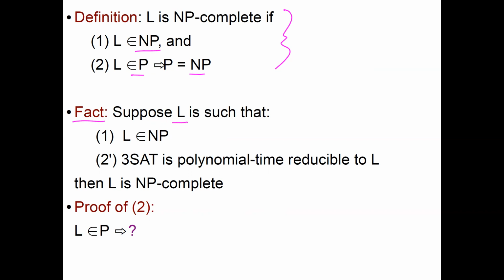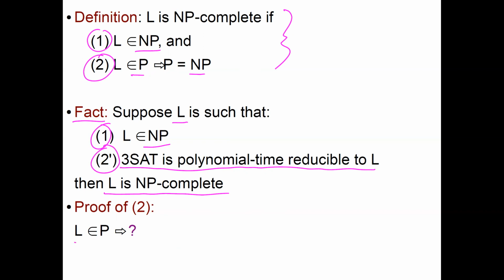If you have a language L, which is in NP, okay, but 3-SAT is polynomial time reducible to it, then L is also NP complete. Okay, to show that something is NP complete, it's possible to show that it's in NP and to reduce 3-SAT to it. Why is that? So we have to prove 1, which we already have. We have to prove 2. We only have 2 prime. So how do we prove 2 from 2 prime?